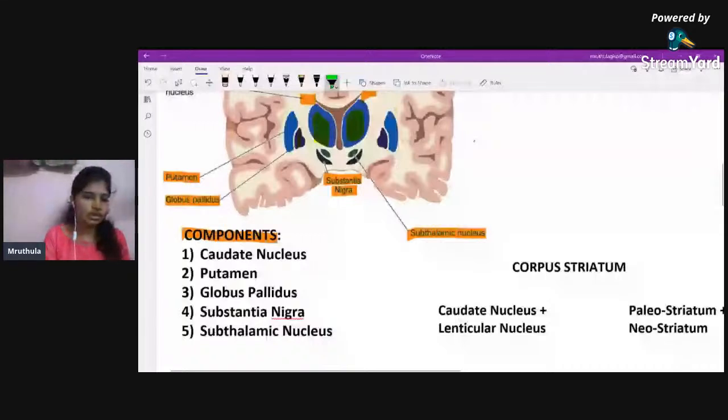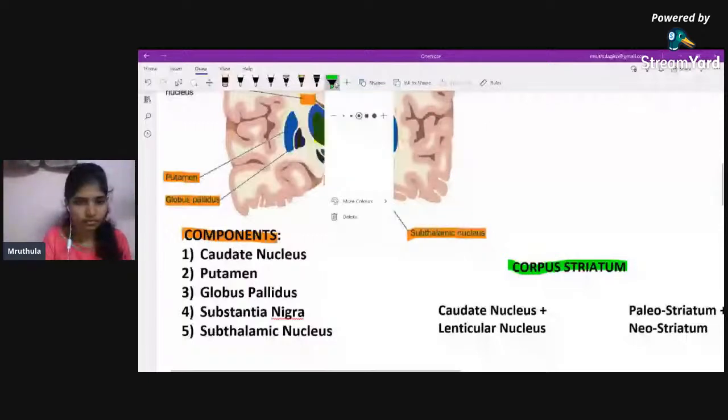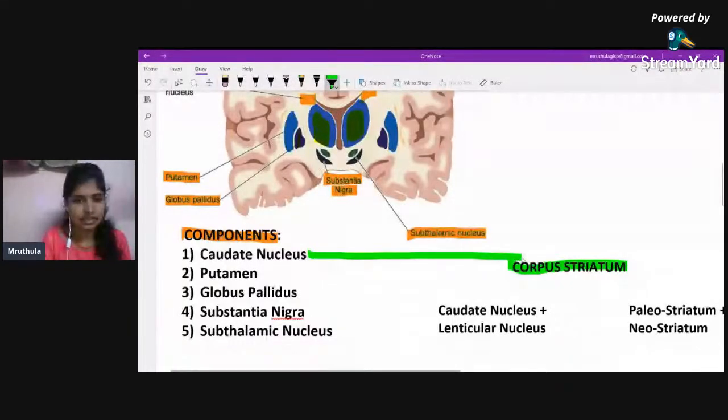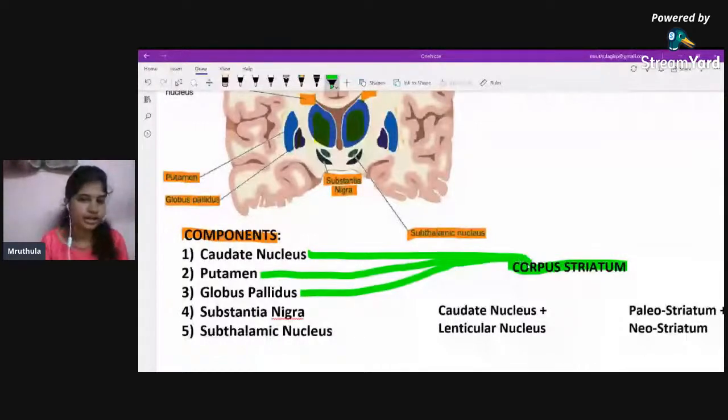So first, let us know what is corpus striatum. Corpus striatum is nothing but these 3 parts. I mean, the caudate nucleus, the putamen, and the globus pallidus together constitute the corpus striatum. Okay. So in anatomy, we just learned them as corpus striatum, but in physiology, we are seeing them in detail. Caudate nucleus, putamen, and globus pallidus. Together, the 3 constitute the corpus striatum.